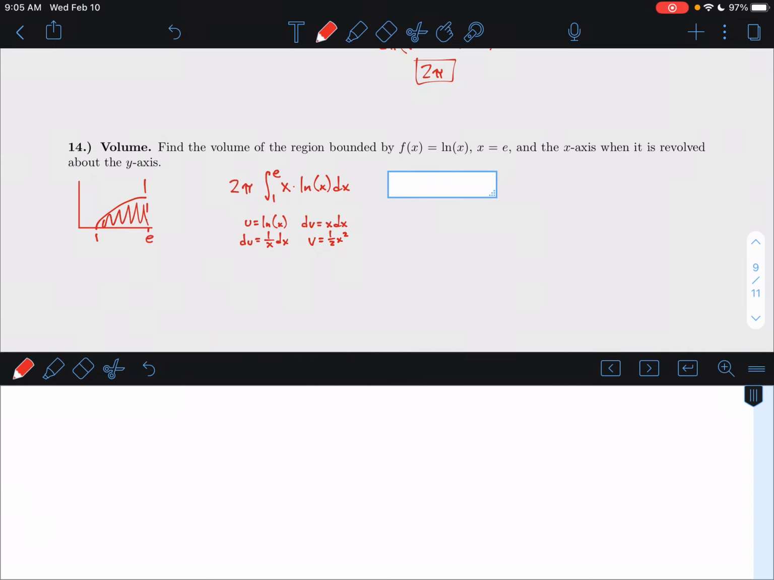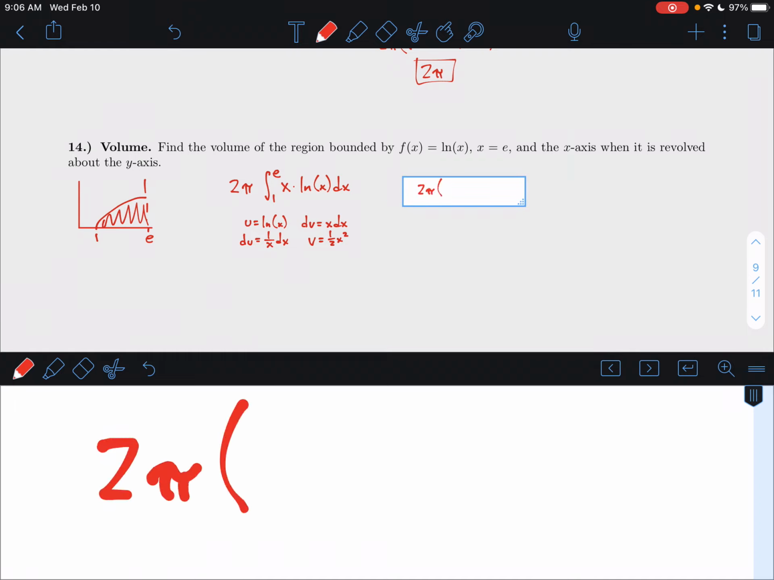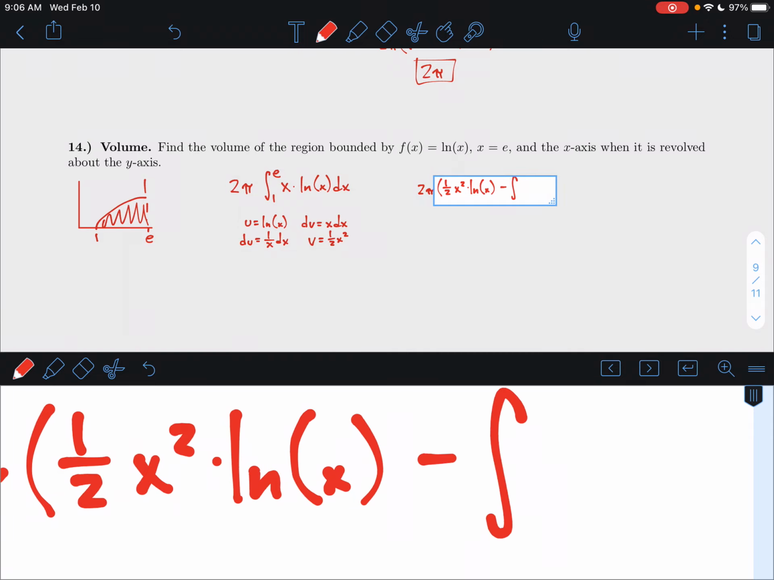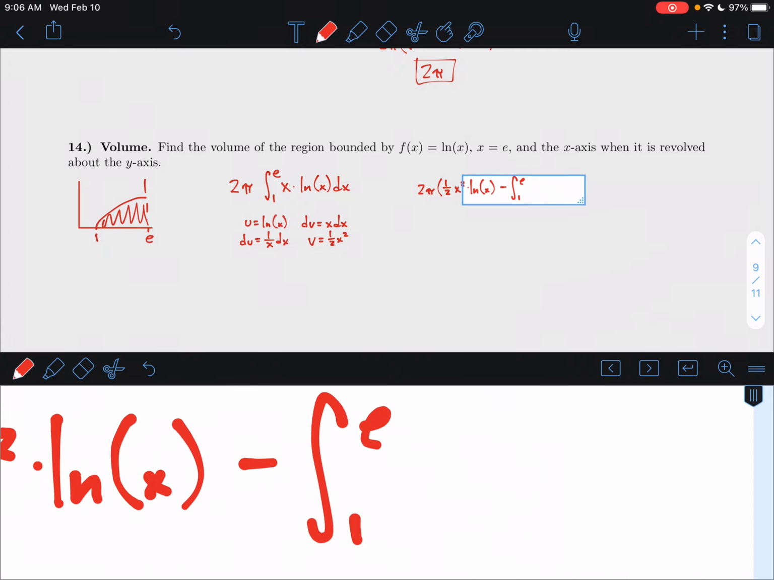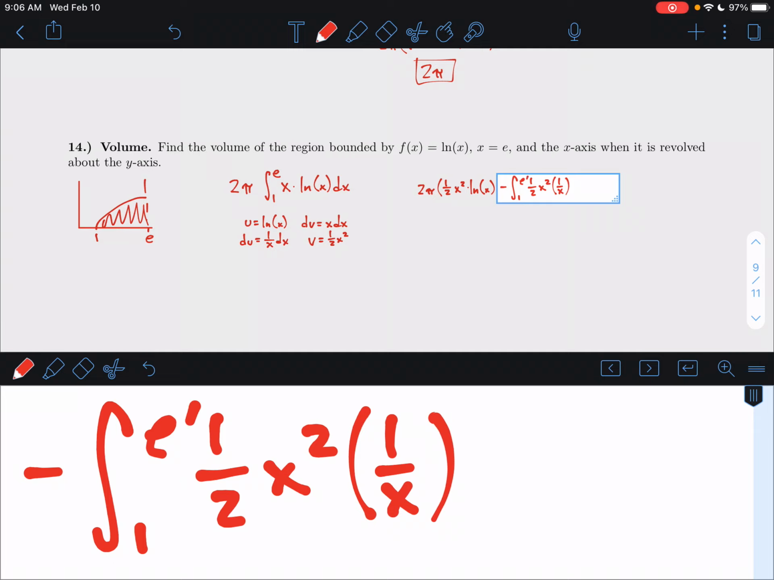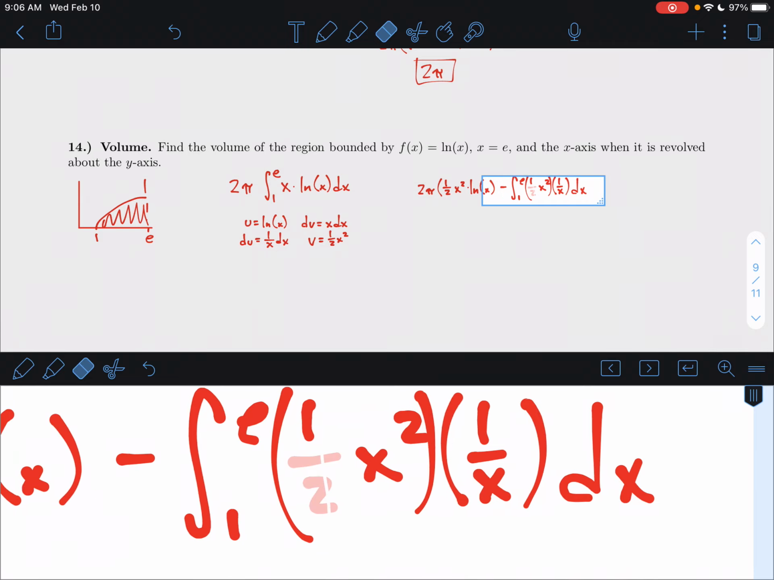I'm going to have 2 pi first, times u times v. So that would be 1/2 x squared natural log of x minus the integral of v du. So 1/2 x squared times 1 over x dx. I'm going to take this 1/2 and pull it outside the integral. I don't think we have any opposition to that.